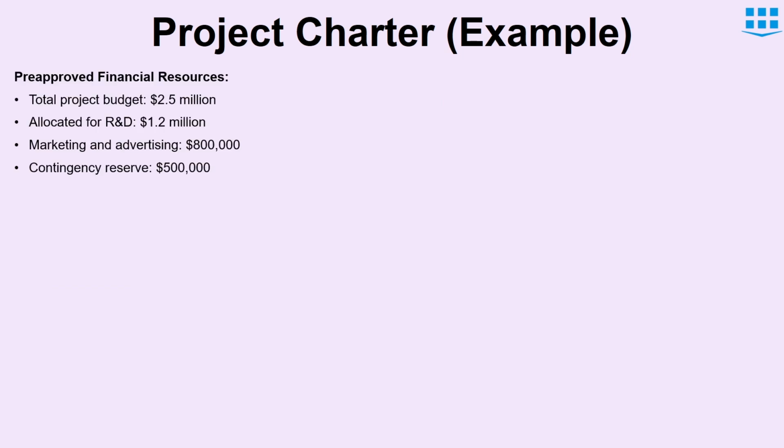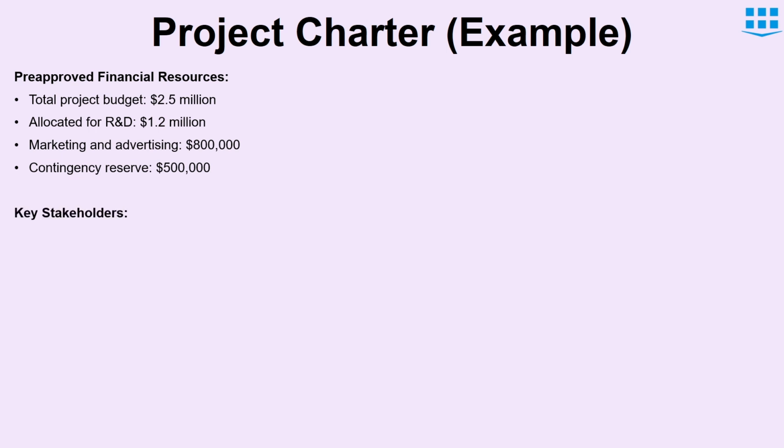Next, we can write a high level description of the financial. Here we have estimated total project budget of $2.5 million. Amount allocated for R&D is $1.2 million. Marketing and advertising $800,000, and last is contingency reserve. This reserve is important to understand because it is kept in all the projects. In case of any unforeseen risk or additional requirement in the project, we can use this contingency reserve to mitigate the risk.